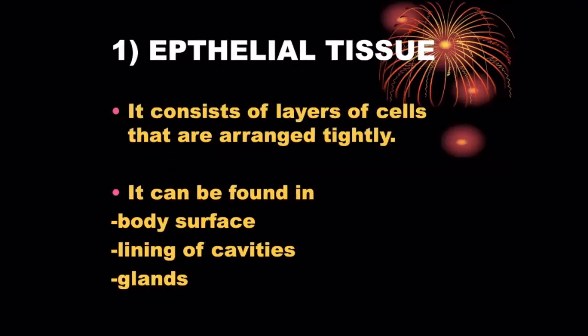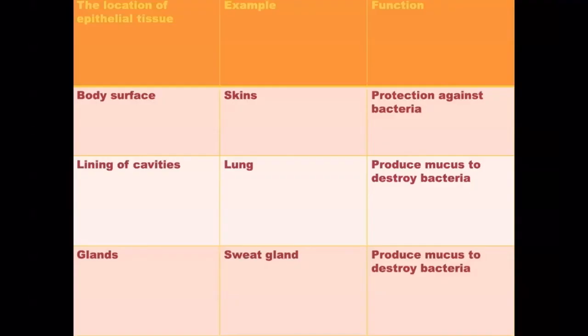Okay, epithelial tissue consists of cells that are arranged tightly. Okay, and they could be found in a body surface, lining of cavity, and also gland. So I make it simple. I make it organized for you. So there are three places where you can find epithelial tissue. The first one is body surface.